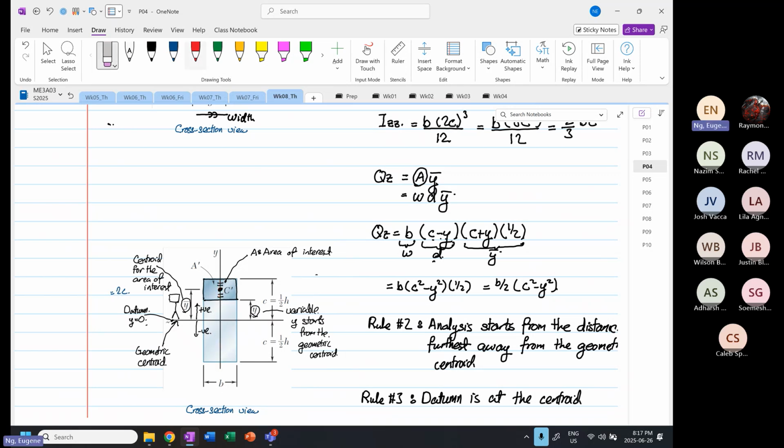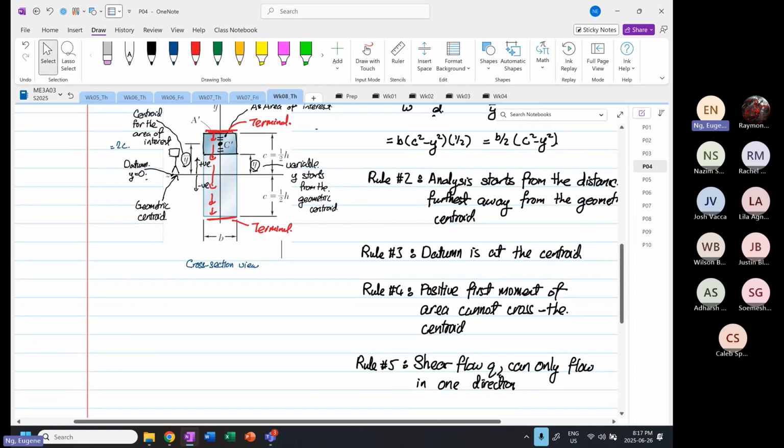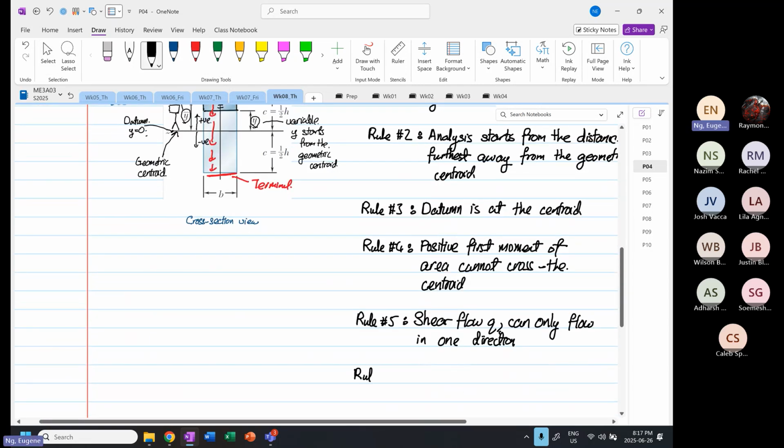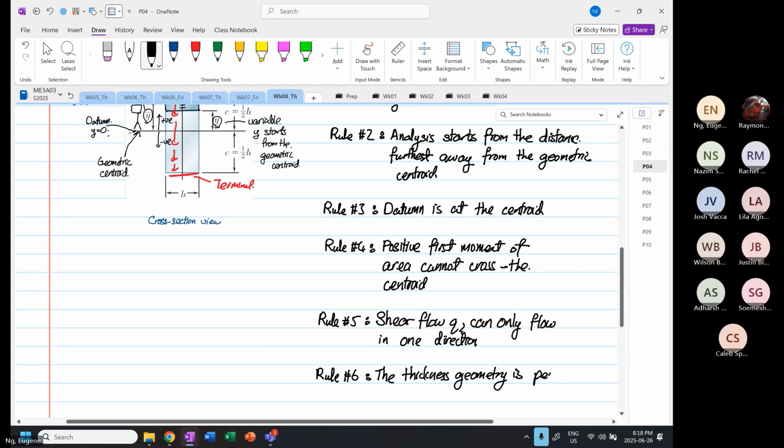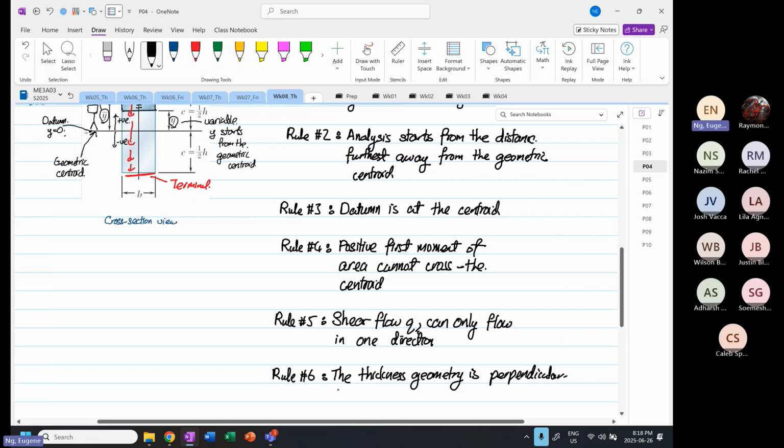Let me draw it properly. Let me draw it off, so it's short. Then it gets longer, longest, and then it gets shorter. And again, over here, the up and the down, these are the terminals. Okay, and the last rule, which we have written down, which I've highlighted to you before, the thickness geometry is perpendicular to the shear flow.